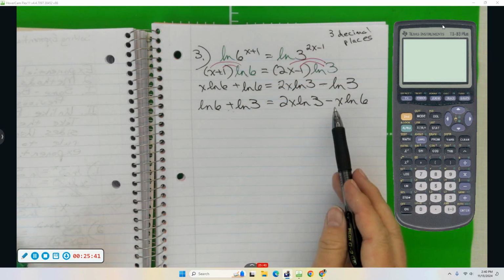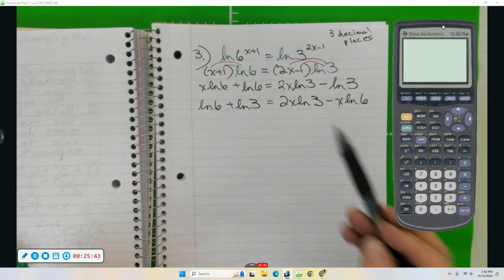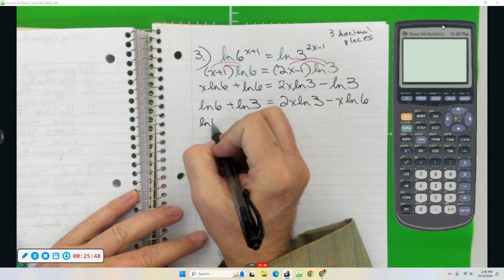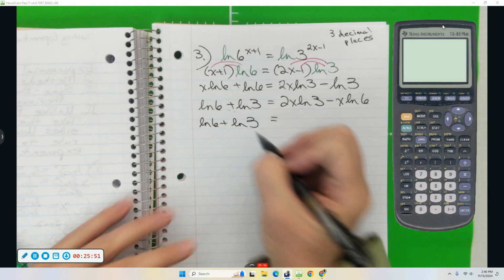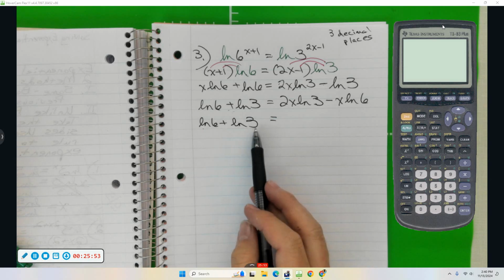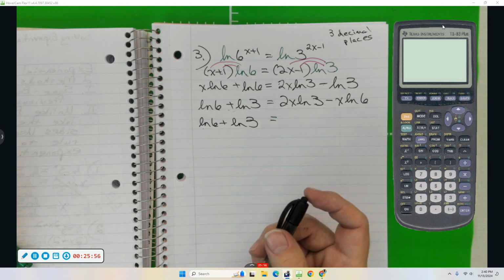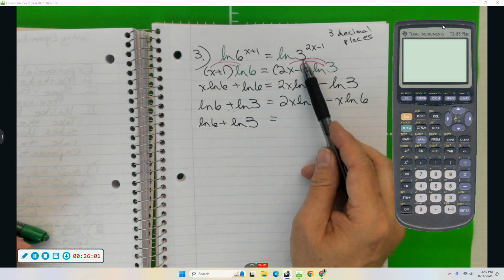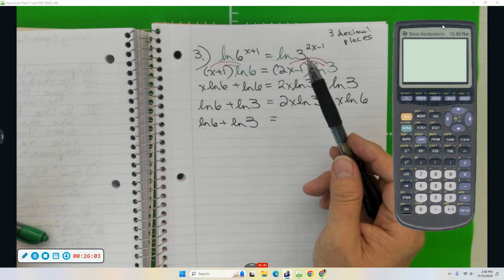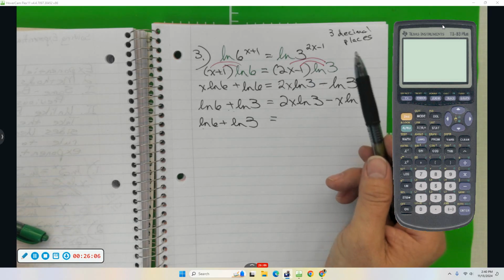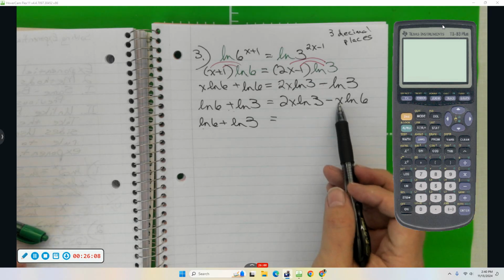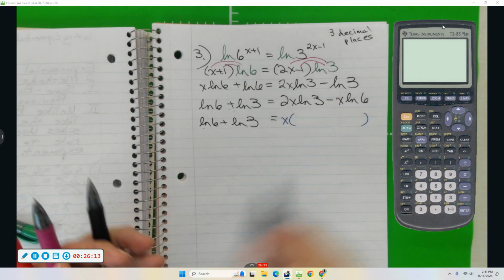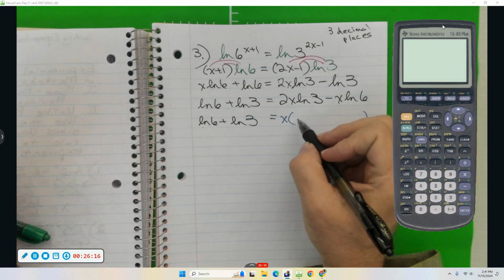Once we have all of the x terms on the same side, that's when we pull the trick. We factor out the x terms. We still have that ln 6 plus ln 3. Hey, could we write that just as an ln 9? No. We started off with ln 6 and ln 3. We should expect just to have ln 6 and ln 3s in our final answer. We'll take out an x on the right side. What are we going to have left over inside those parentheses? Call it out.